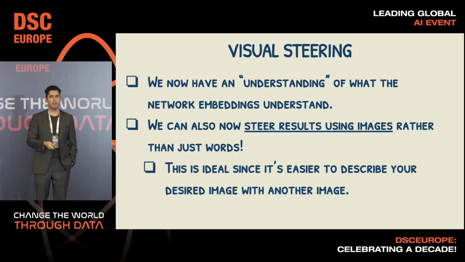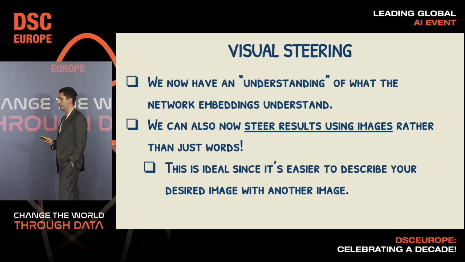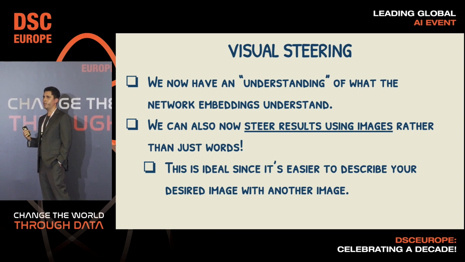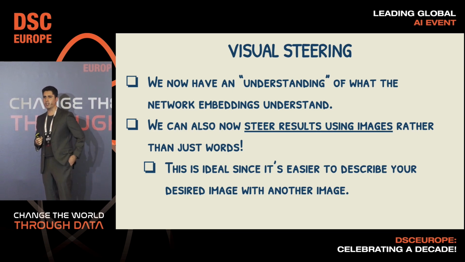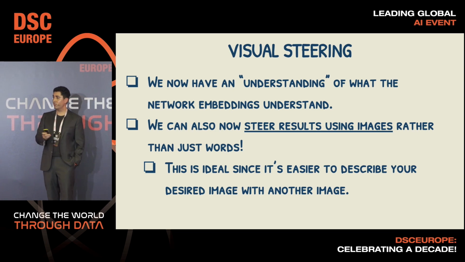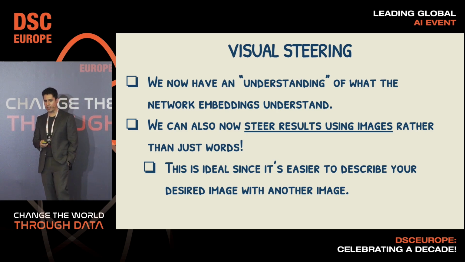If you were working with a Photoshop editor or an Adobe Illustrator editor to create a desired image, there's only so much you're going to be able to tell them via words. Eventually, you're probably going to pull up some image and say, oh, make it more like that. And this visual steering with these sparse autoencoders actually allows us to do just that.